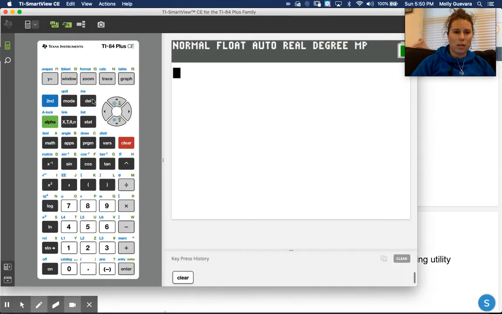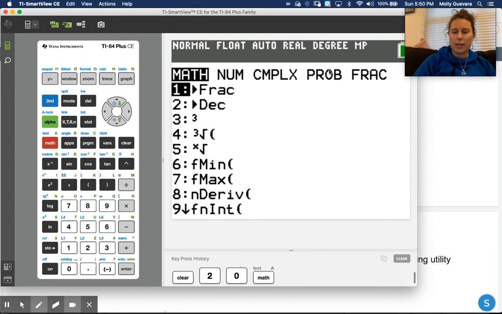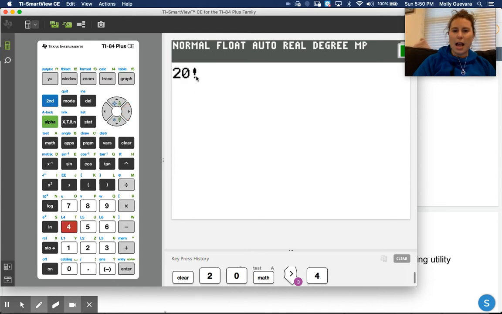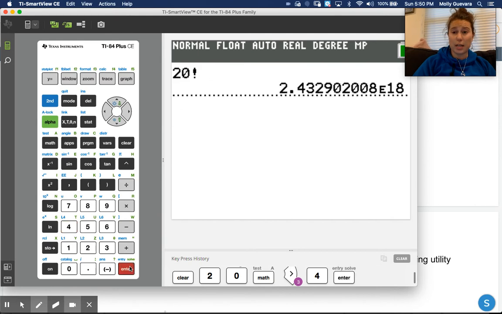Okay, so here's our calculator. So the factorial button, if I want like 20 factorial, I'm going to go to math, which is right under alpha. And then over here, sorry, it's PROB, not PRB. Fix that in your notes. And then number 4 here is factorial. So I hit 4, and it just brings that exclamation mark in, and I hit enter.